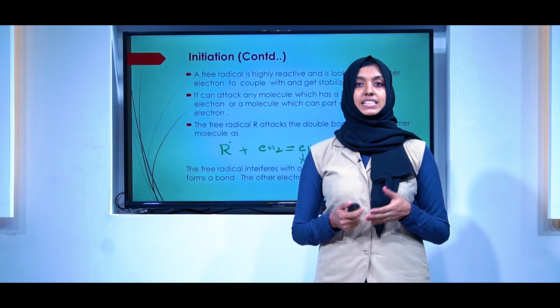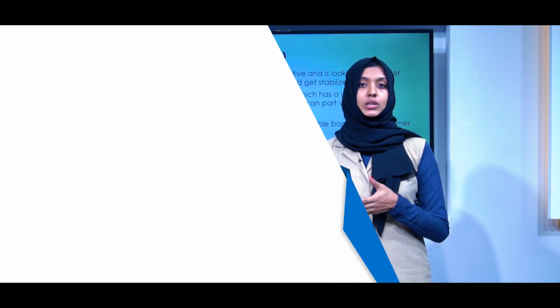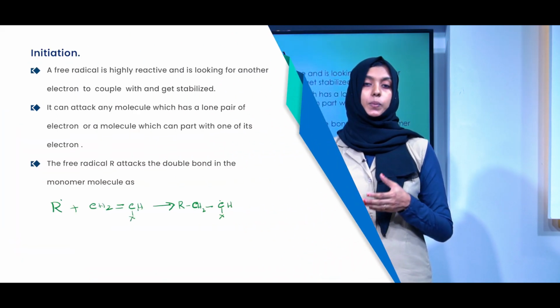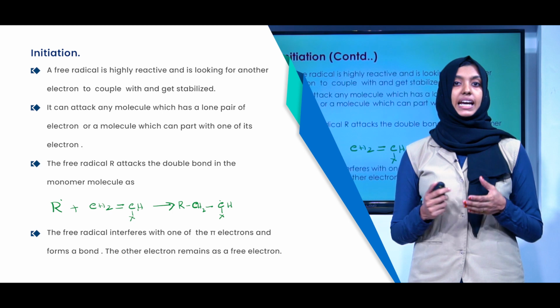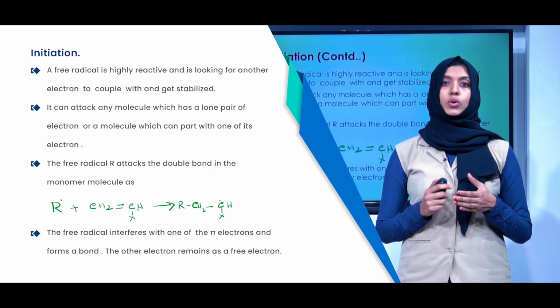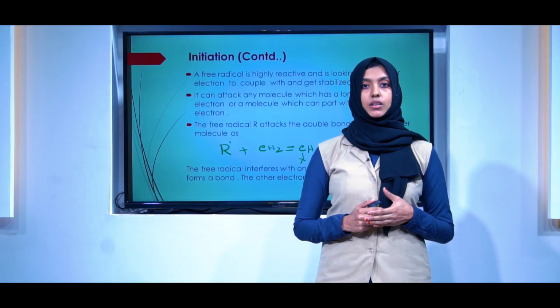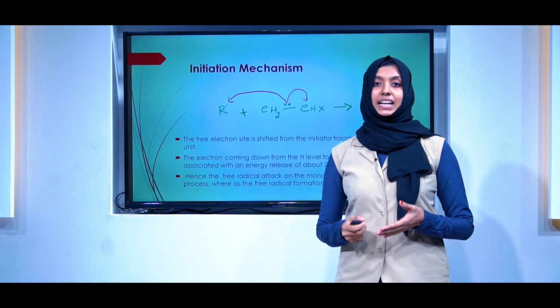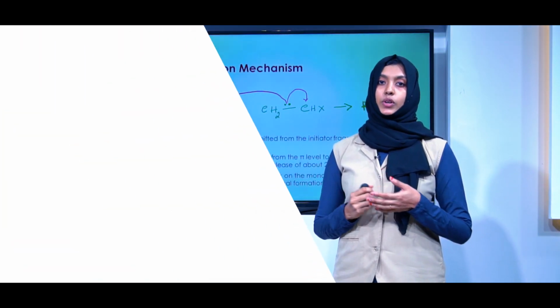A free radical is highly reactive and always looking forward for an electron to be coupled with it. Hence, it can attack any molecule containing a lone pair of electrons and a molecule with which it can take part one of its electrons. The free radical will attack the double bond of a monomer.